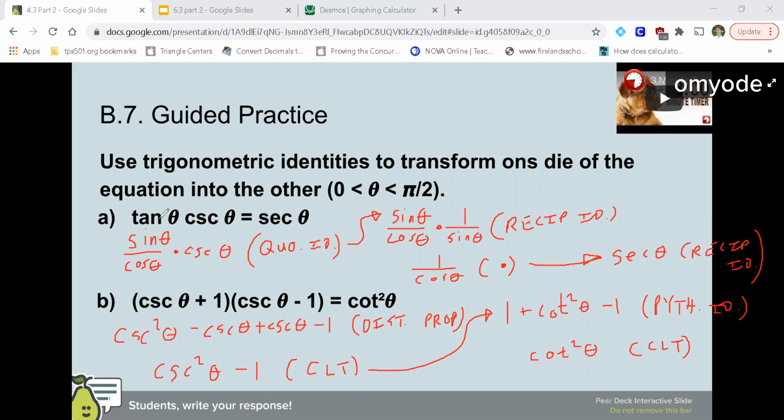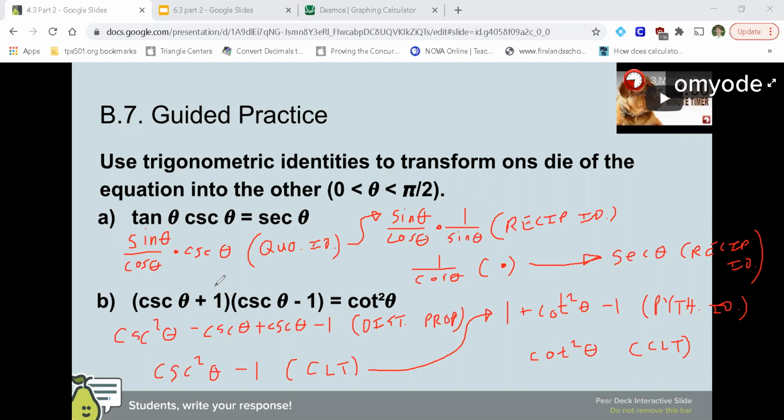So if you replace tangent with sine over cosine with your quotient identity, then you replace cosecant with 1 over sine with your reciprocal, and you multiply these together. The sines will cancel out, leaving you with 1 in the numerator and cosine in the denominator. But 1 over cosine is just secant by your reciprocal identity.